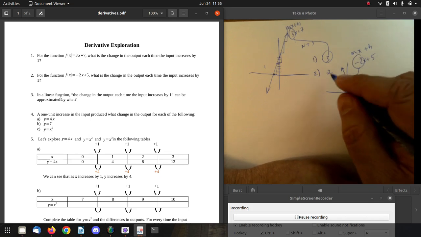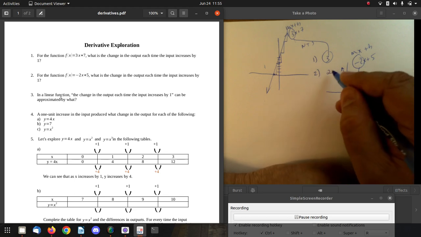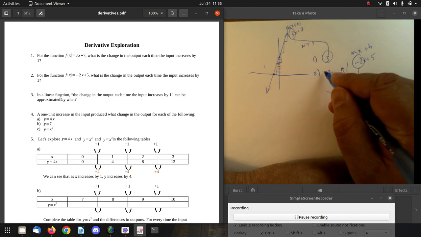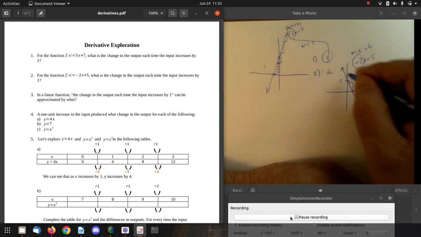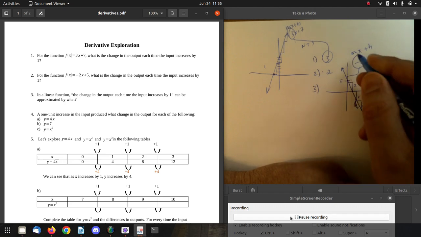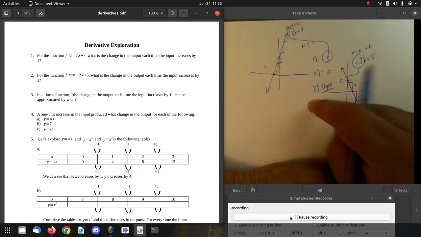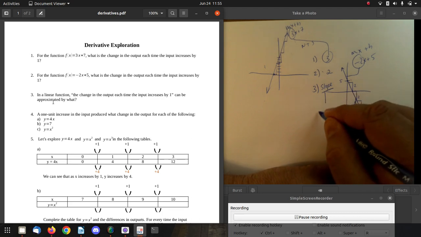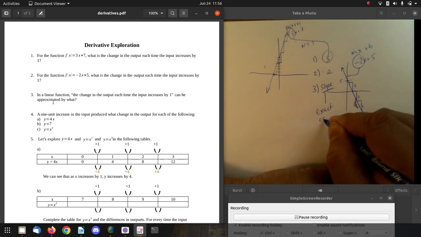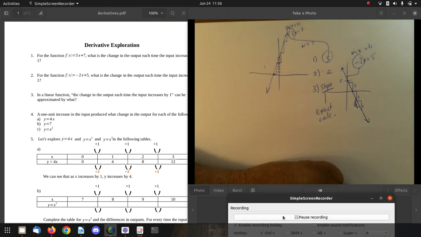The 3 is this 3, the negative 2... what did they say for 2? Do I need to put negative or positive? Let me reread it. What is the change in the output each time? Well, the change would just be 2. So you could just put positive 2 there because they're just asking for the change. But the answer is that negative 2 and 3 are the slope. In this case, they use the word approximated, but the approximation is exact. This is actually an exact calculation, and the slope is what yields that exact value.